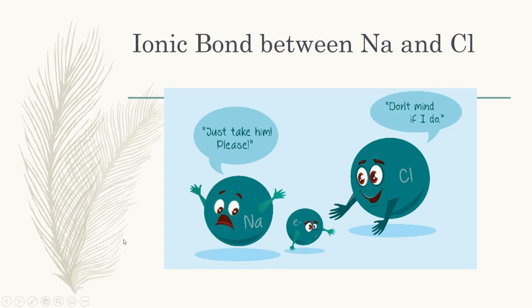And I found this while trying to find images for the PowerPoint. So here we have sodium and chlorine. Sodium wants to get rid of his one little electron, so he just says to the chlorine, just take him, please. And the chlorine's like, don't mind if I do, because chlorine, as the nonmetal, wants another electron, and sodium wants to get rid of that electron.